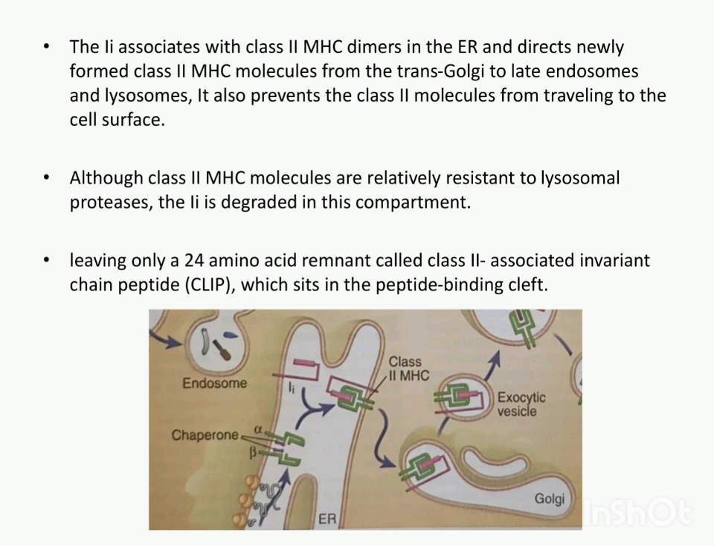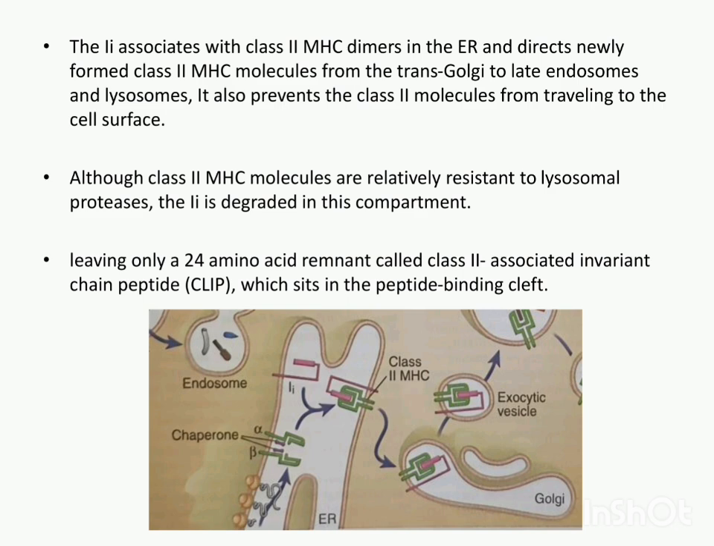The invariant chain associates with class II MHC dimers in the ER and directs newly formed class II MHC molecules from the trans-Golgi to late endosomes and lysosomes. It also prevents the class II molecules from traveling to the cell surface. Although class II MHC molecules are relatively resistant to lysosomal proteases, the invariant chain is degraded in this compartment, leaving only a 24 amino acid remnant called class II associated invariant chain peptide, CLIP, which sits in the peptide binding cleft.